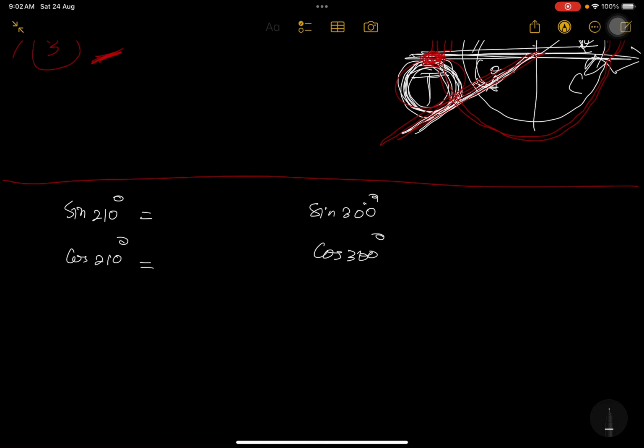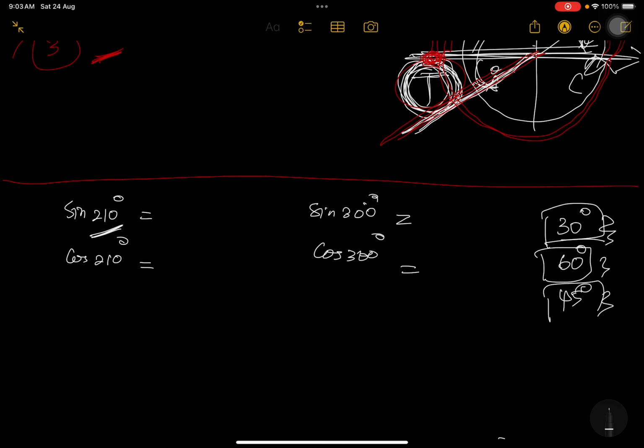So first you have to write this in a reference format, because 210 is not related with any value like 30, 60, 45. You have to relate with this, then only we know these values. We studied these values only. So 210 means you can write sine 180 degree plus 30 degree, right? As well as cos 180 degree plus 30 degree.